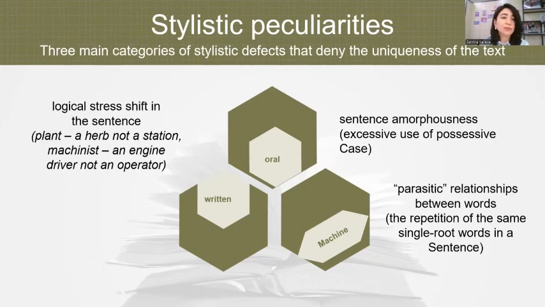So the first is stylistic peculiarities. The stylistic defects that deny the uniqueness of the text could be summed up with the following points: logical stress shift in the sentence, amorphousness, and parasitic relationship between words. So based on this, scientific technical translation could be looked through for stylistic peculiarities.